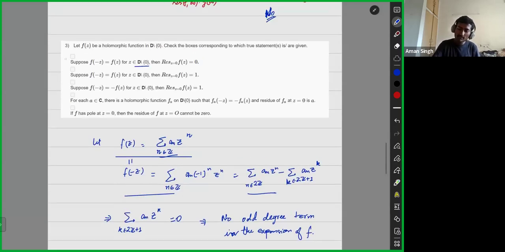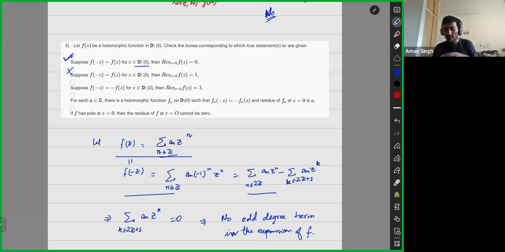So the first option is correct, but when the first option is correct, the second option is incorrect, because that says the residue is plus 1. Now we are going to see the third option. In the third option, we have another condition, about odd functions: f of minus z is minus of f of z. In this case, they're saying that the residue is 1. Is this correct?